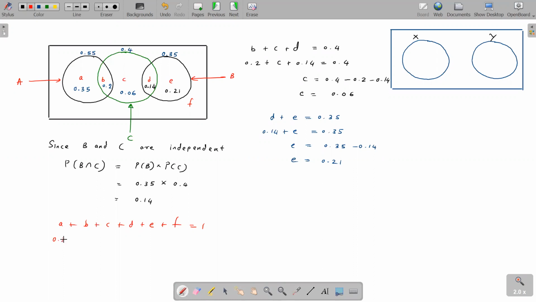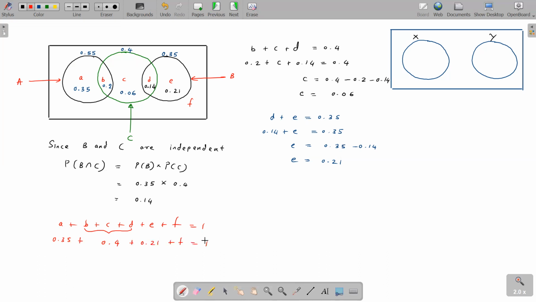A is 0.35. So guys, I'll do a shortcut here. B plus C plus D is circle C, if you can see. B, C, D is circle C. So instead of writing individual probabilities, shall I just write 0.4? Because I know B plus C plus D is 0.4. Saves our time. If you want, write the individual probabilities, that's perfectly fine. So E is 0.21 plus F equals 1.